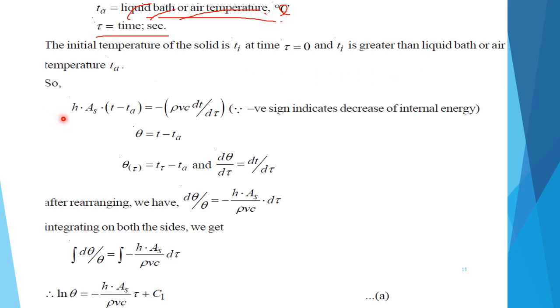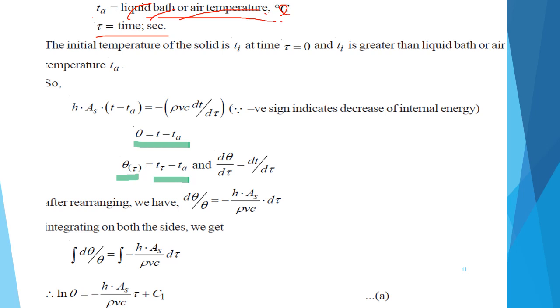So this is the heat that is transferred from the body to the surrounding, and that is equal to the amount of heat which is decreased. The negative sign indicates the decrease of internal energy. So hAs delta T is equal to minus rho Vc into dT by d tau, where we know that theta, that is the temperature excess, has the value T minus Ta. So if I write theta of tau, I have to write T of tau minus Ta.